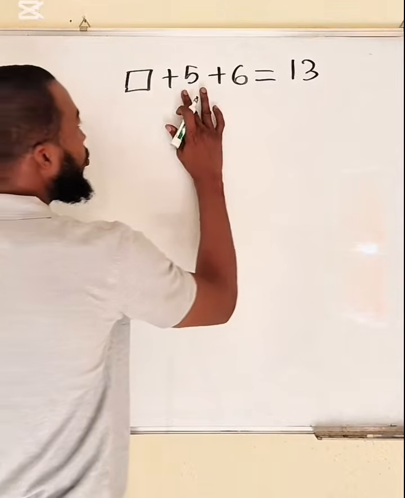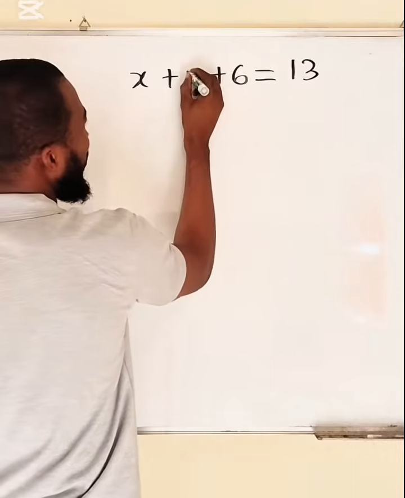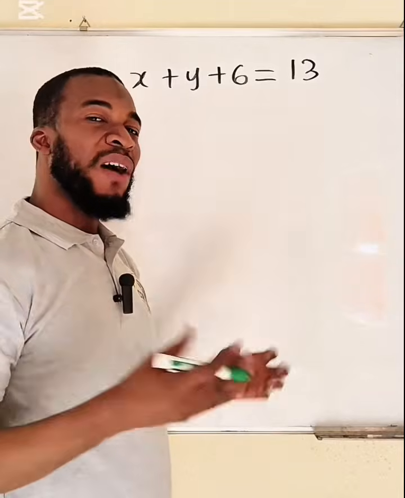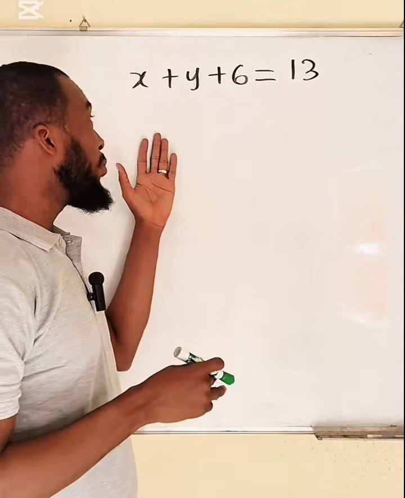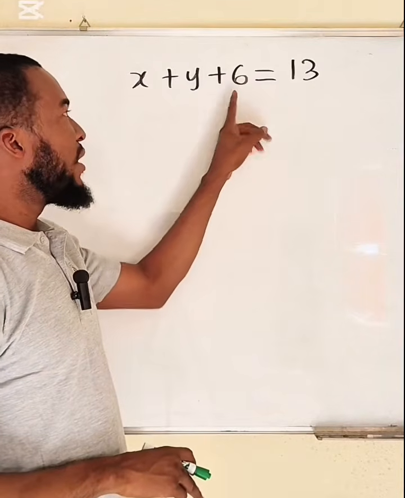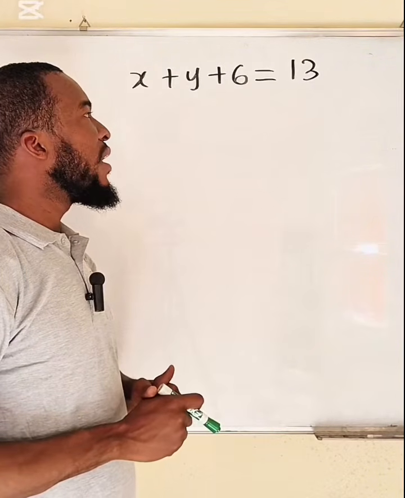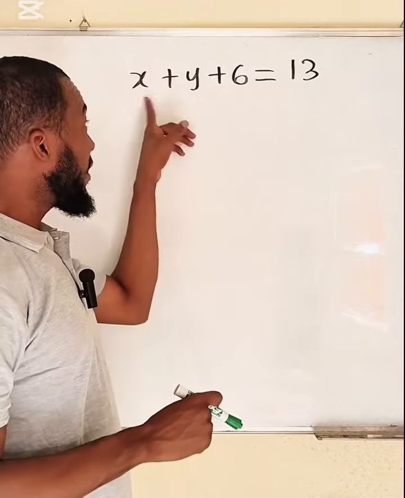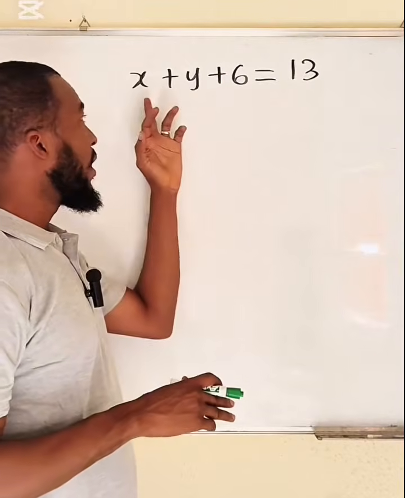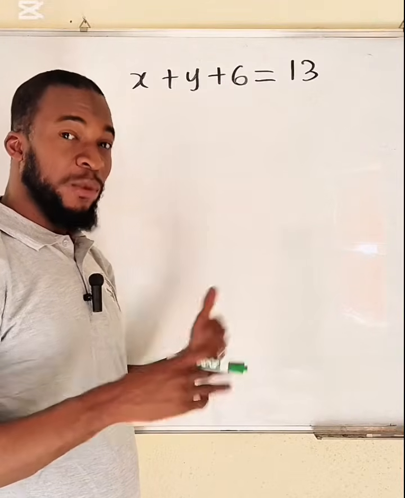The moment we remove another one, so let me make this one to be x, this to be y. There's a problem, because we are going to have infinitely many solutions for this particular problem, because we have two unknown variables. We have 6 here. 6 plus what will give us 13? We know that 6 plus 7 will give us 13. It means that x plus y must be 7. And there are a lot of different combinations of numbers that will give us 7. For example, 5 plus 2 is 7. 6 plus 1 is 7.